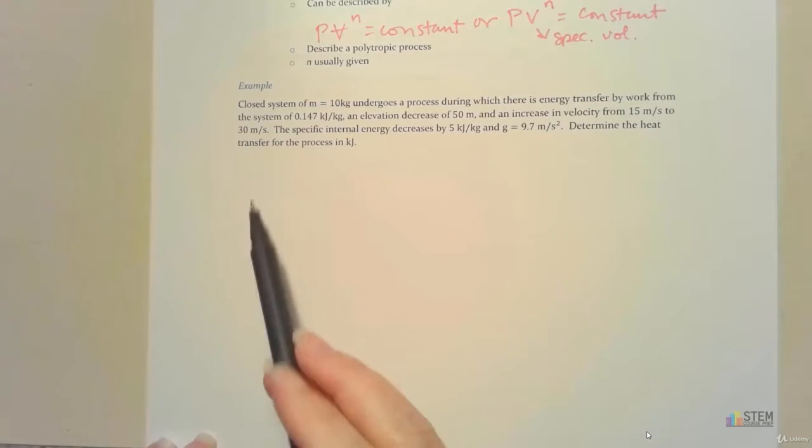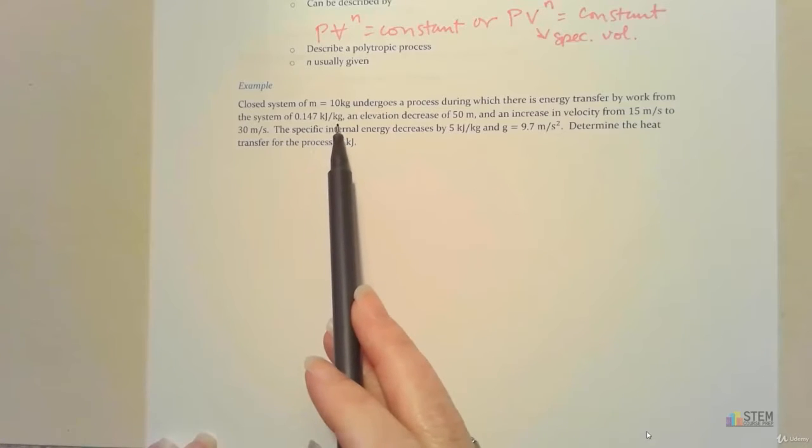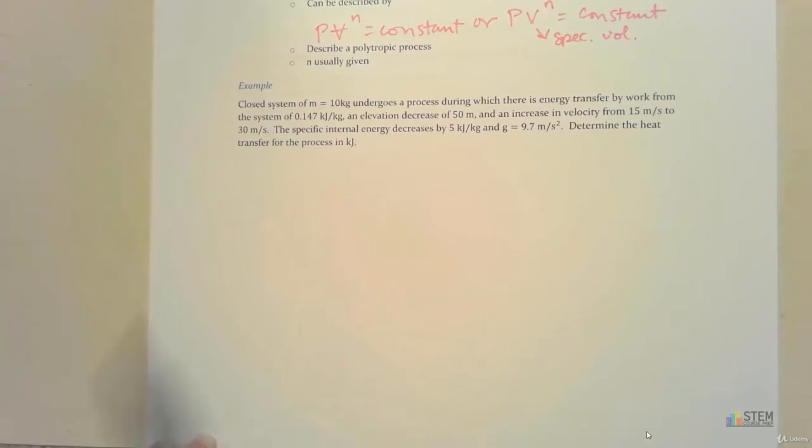Now, let's read it. So we've got a closed system with a mass of 10 kilograms, and it's going to undergo a process during which we've got an energy transfer by work from the system of 0.147 kilojoules per kilogram. We've also got an elevation decrease of 50 meters, and we've got an increase in velocity from 15 meters per second to 30 meters per second. The specific internal energy decreases by 5 kilojoules per kilogram, and gravity is going to be 9.7 meters per second squared. What we want to do is find the heat transfer for this process in kilojoules.